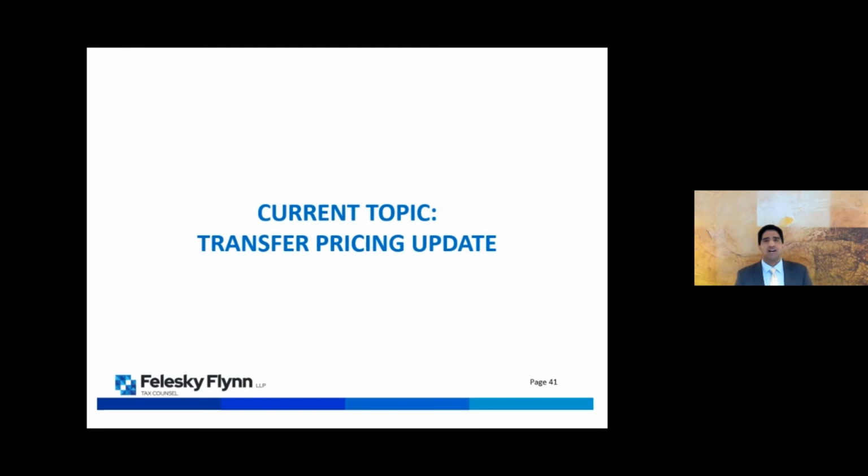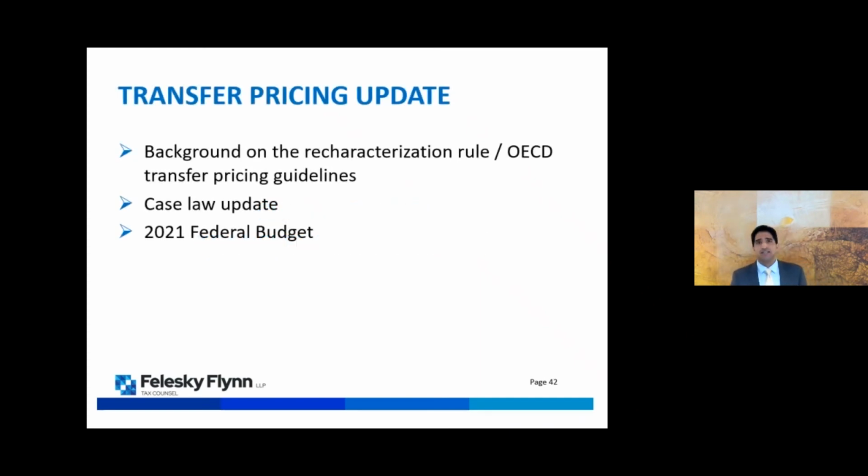With the short amount of time that remains, I just want to give a high-level description of some transfer pricing developments that have happened over the past few months. And this is unrelated to the material that Matt and Erica covered up to this point in today's session. The first thing I want to do, just to set the table, is provide some background on the recharacterization rule in paragraph 247(2)(b) and (d), and where the OECD transfer pricing guidelines have been going post the BEPS project, so after the base erosion and profit shifting project.